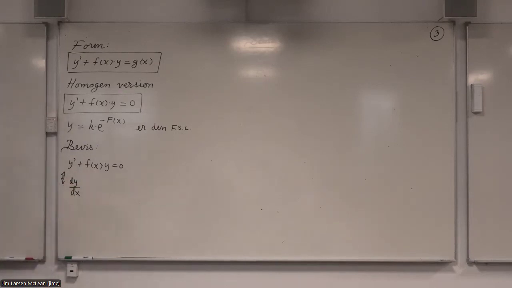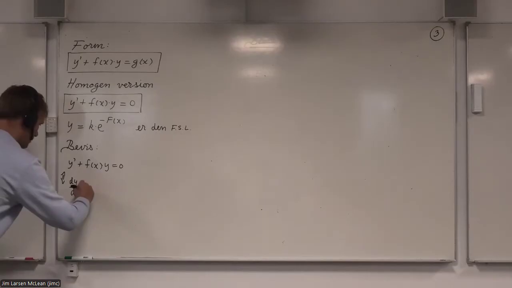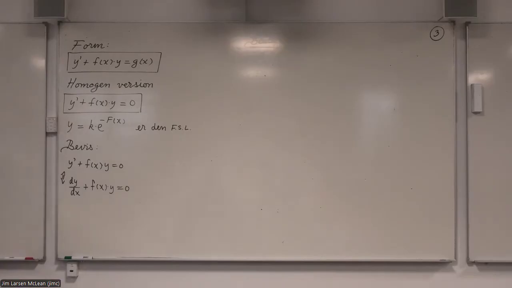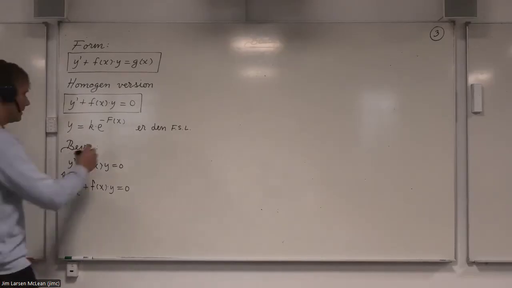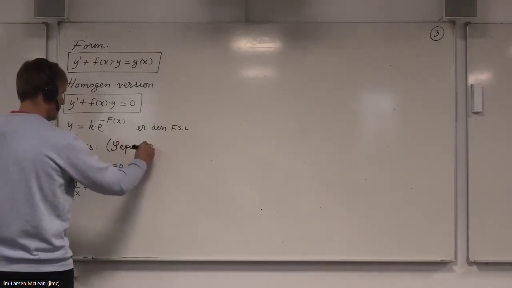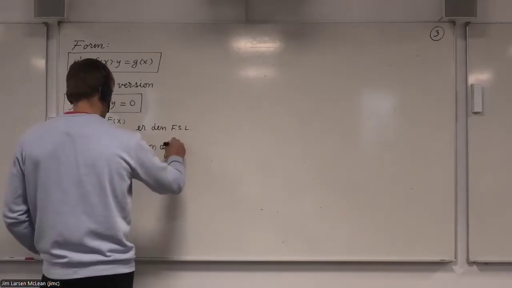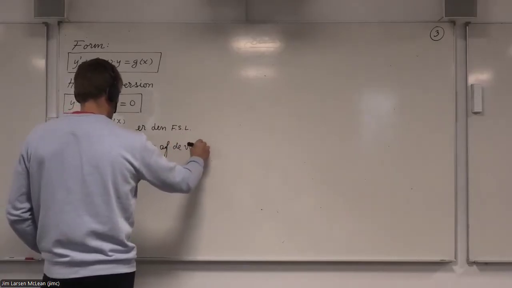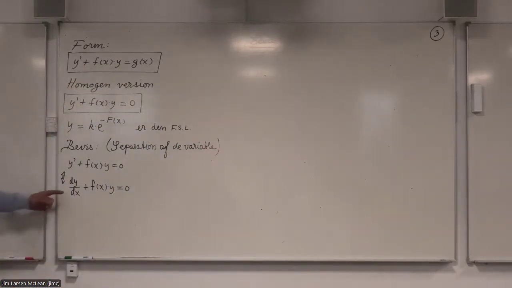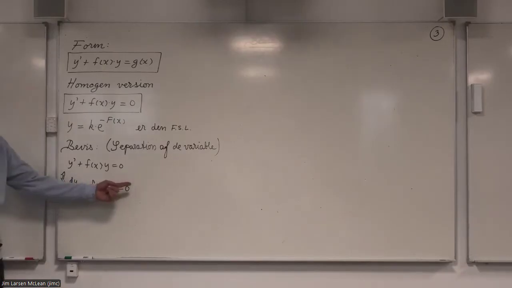In reality, you can prove that d divided by dx is the same as y prime. But unfortunately, that is outside the syllabus. So plus f of x times y equals 0. That's how you do it. My proof is called the separation of variables method. Then you separate the variables. You take everything related to x and place it on the right side of the equal sign, and everything related to y stays on the left side of the equal sign.